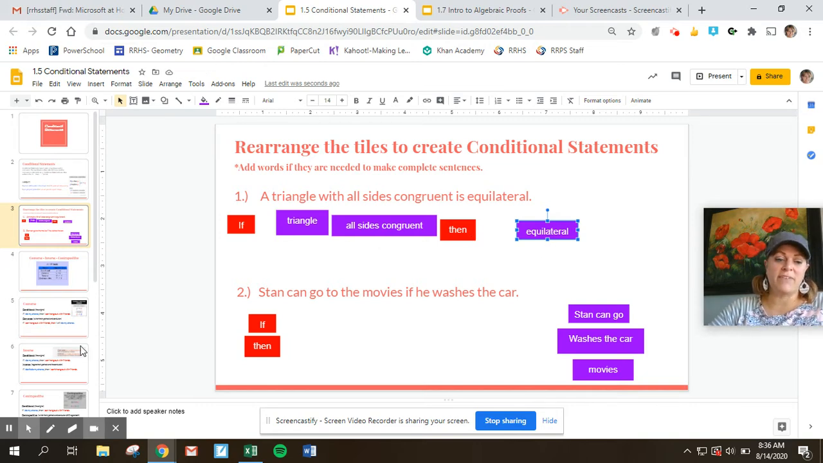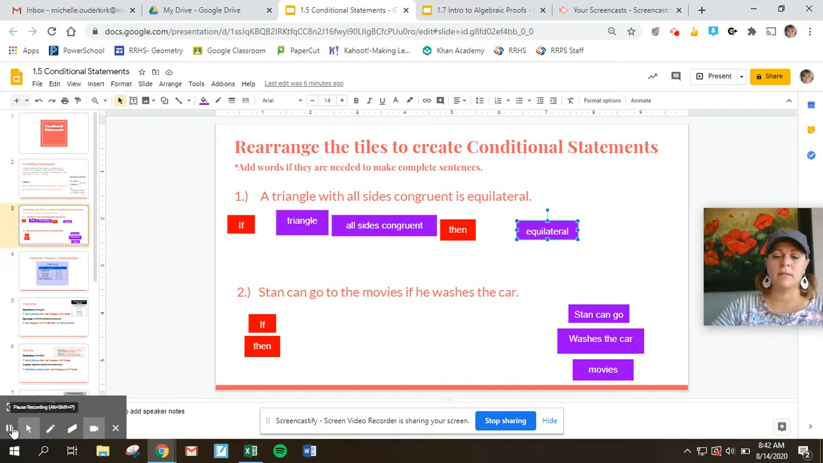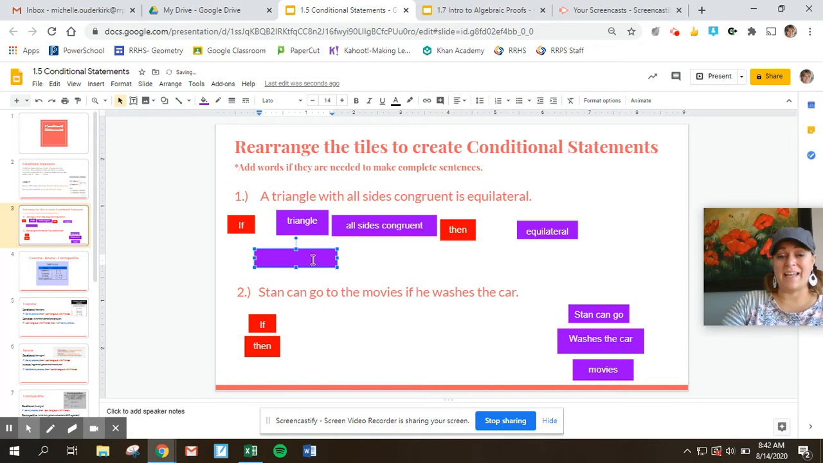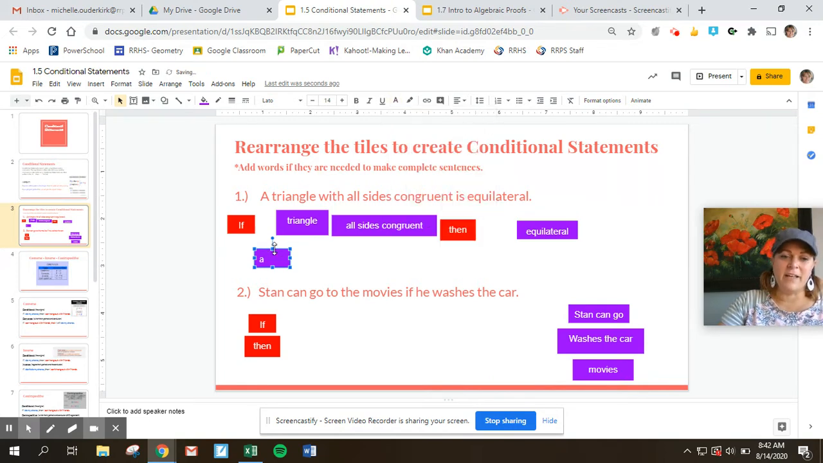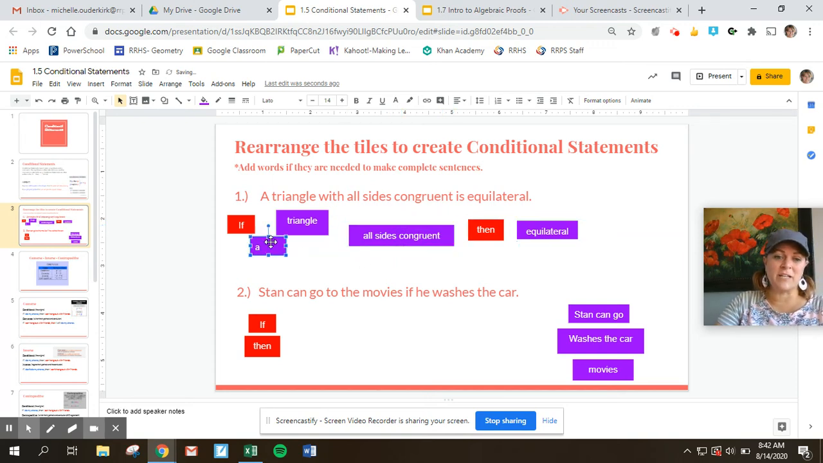So you're going to have to add more words to make the sentence make sense. To make the sentence make sense, you will need to add some words. So you can just get a text box. So I could say if a triangle, and I can change the font. You can copy and use the exact text boxes that are right here. If a triangle, and you think, okay, what else do I have? Has all sides congruent, so I'm just going to copy this.